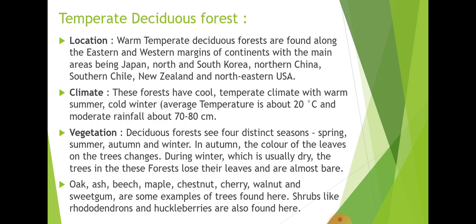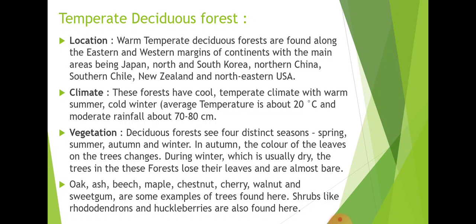During the winter, which is usually dry, the trees of these forests lose their leaves and are almost bare. So during the winter, the trees found in the temperate deciduous forest shed their leaves and they become bare. So that is why these forests or these trees are considered deciduous trees or deciduous forest. Examples are oak, ash, beech, maple, chestnut, cherry, walnut, and sweet gum. These are examples of trees found here.